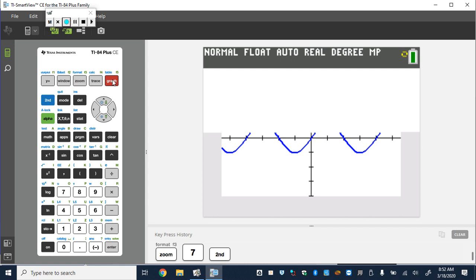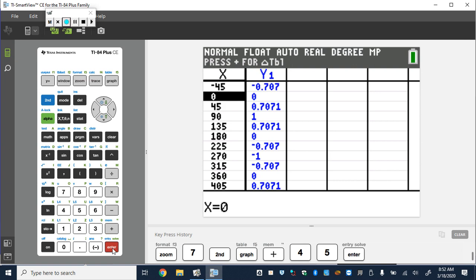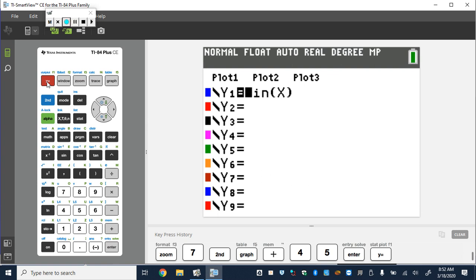Your table, though, you may want to change it so that you're going by 90s. Or if you want to see the 45s, you can change it so that you're going by the 45s. And then you can see the value of your 45s in there also. You don't want to be going up by ones, though. That's not going to be helpful for you.